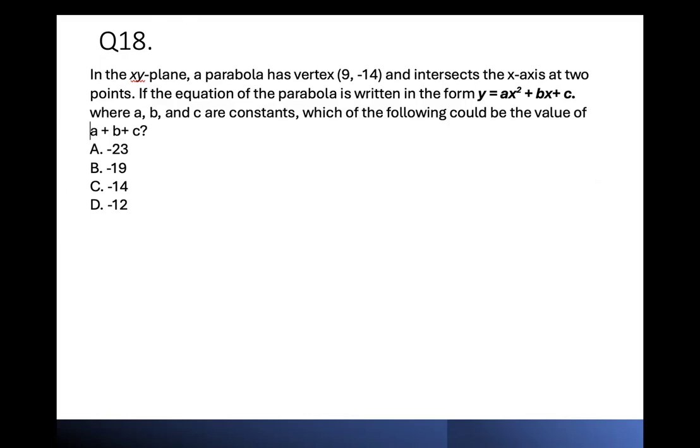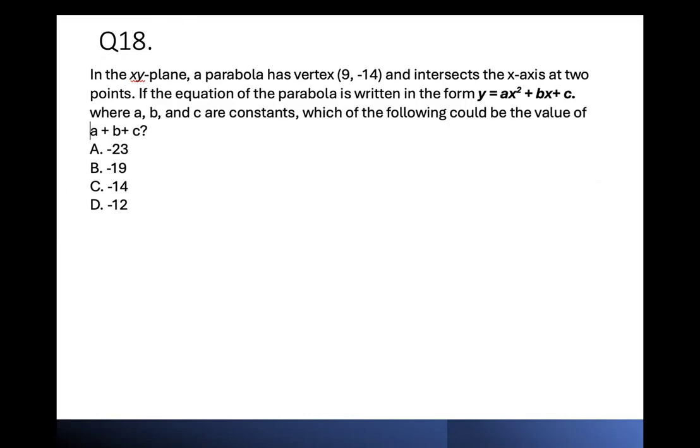A has to be greater than 0. If the equation of the parabola can be written in this standard form, where a, b, and c are constants, what is the value of a plus b plus c? You say, oh, so many constants, how can I get them? You don't need to get them.